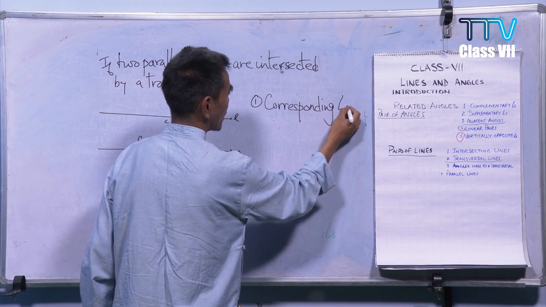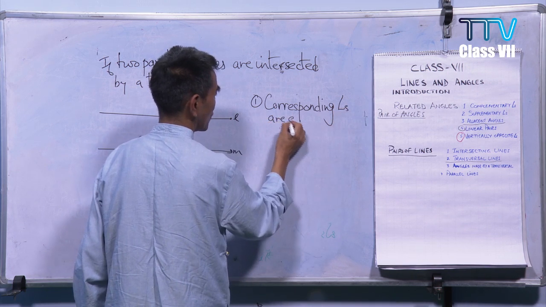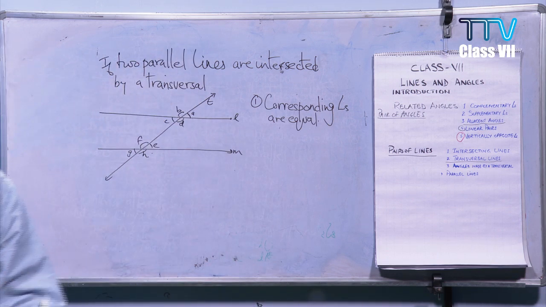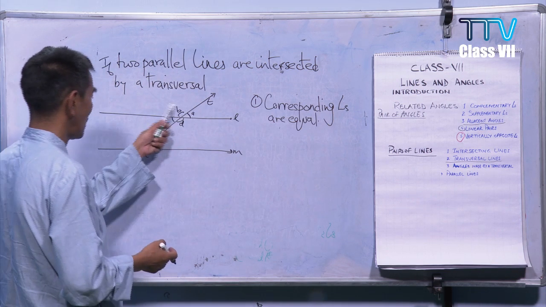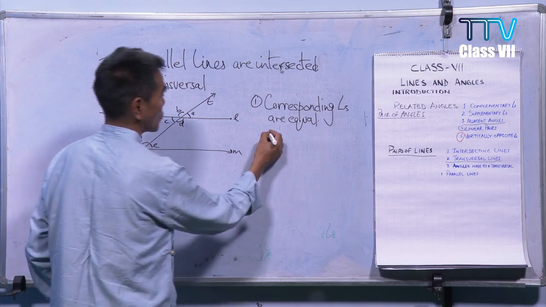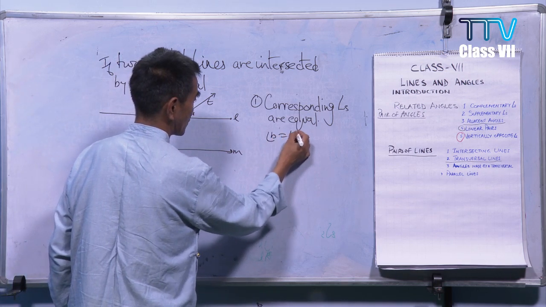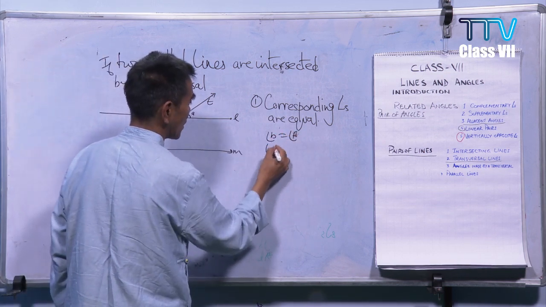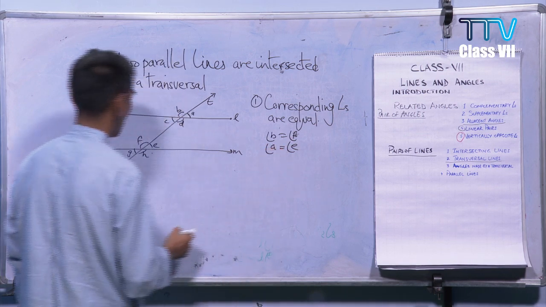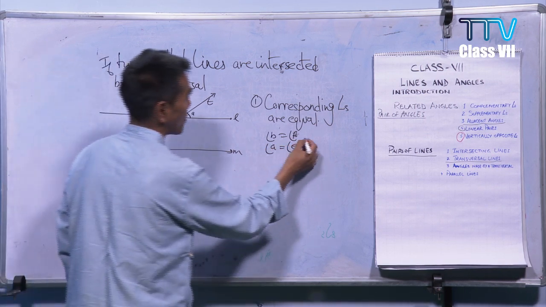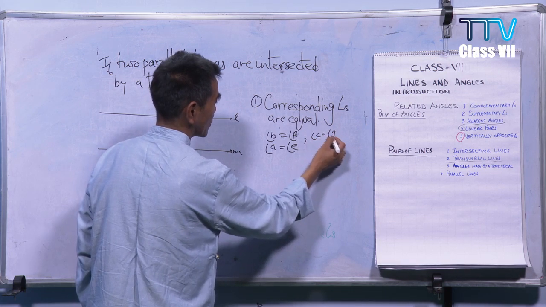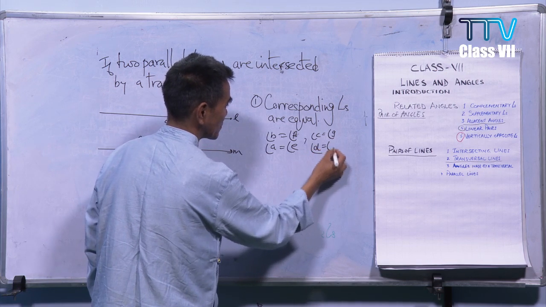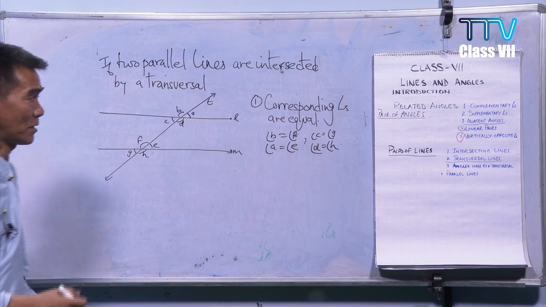Corresponding angles are equal. Angle B is equal to angle F, angle A is equal to angle E, angle C is equal to angle G, and angle D is equal to angle H. The corresponding angles are equal.